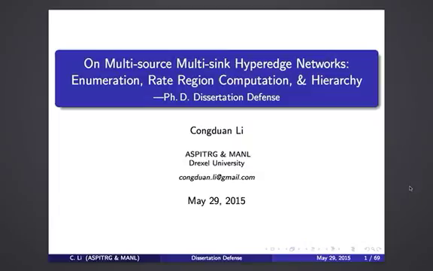The title of my dissertation is on multi-source, multi-sink hyperedge networks, which includes three topics: enumeration, region computation, and hierarchy.